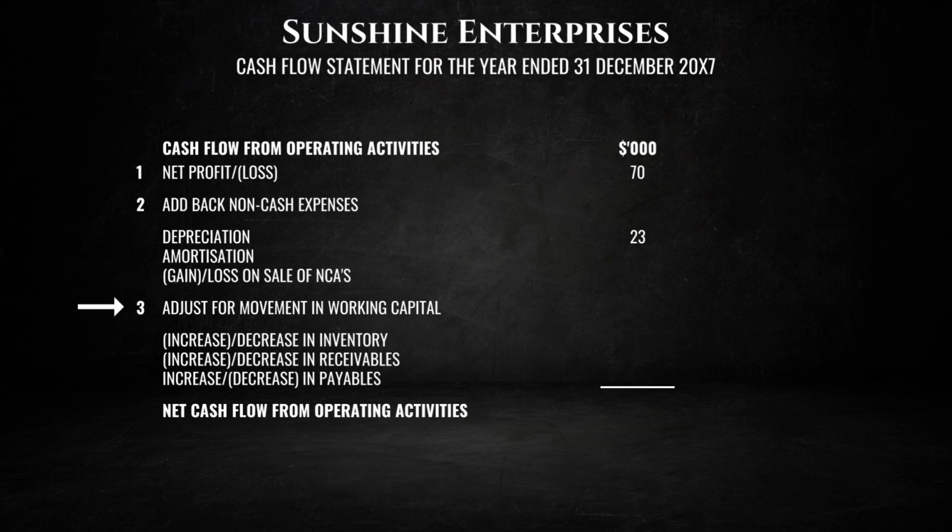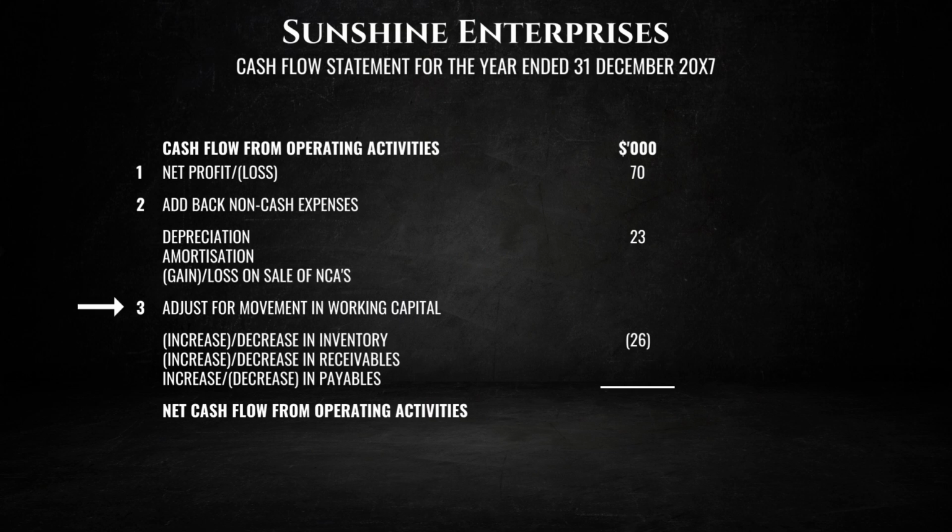Increases in inventory are deducted when calculating cash flow from operating activities because they represent cash spent on purchasing raw materials or manufacturing goods. Therefore, we enter a negative value of $26 in our calculation.